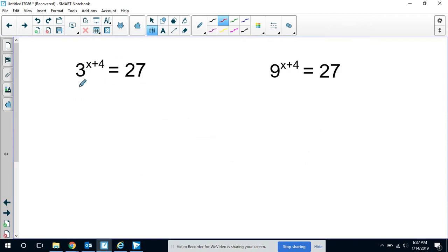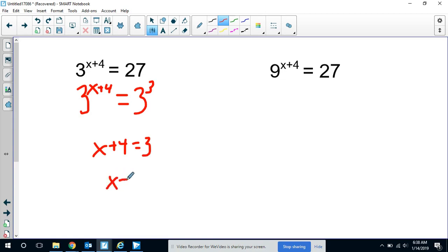Now, these are problems that we did on Friday. So if I have 3 to the x plus 4, I can rewrite 27 as 3 cubed. So then, since the bases are the same, I can say that x plus 4 equals 3, because I can just make the exponents equal to each other, and x equals -1. Likewise, over here, I can say 3 squared to the x plus 4 equals 3 cubed.